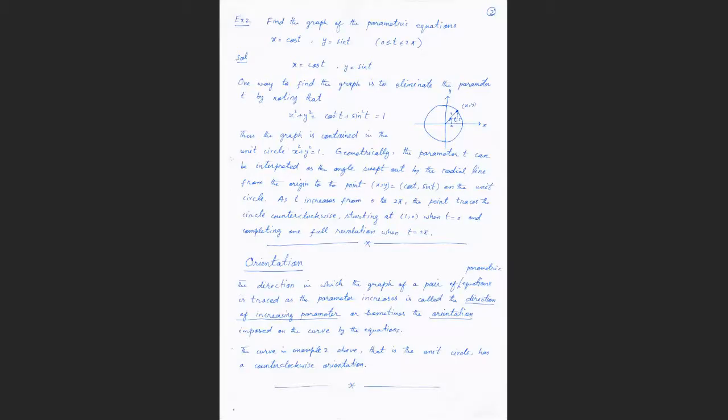Example: we have to sketch the graph of these parametric equations. Here the parametric equations are given: x is equal to cosine of t and y is equal to sine of t, and we have an interval of t between 0 and 2 pi. This means that t is the angle, from 0 to 2 pi, and from these parametric equations we have to find the graph.